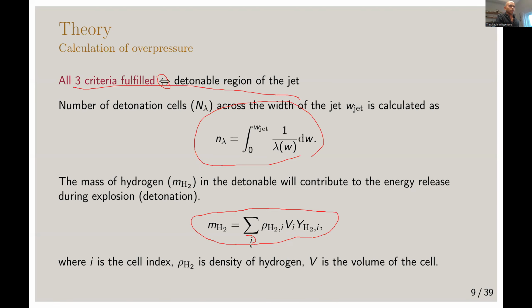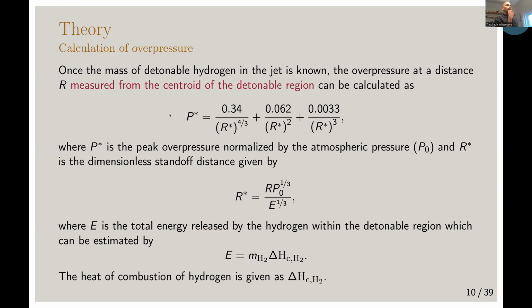Here i corresponds to the cell index, V is the volume of a cell, and rho is the density of hydrogen. Once we have isolated the flammable or detonable mass of the jet, we can get the energy released by that mass by multiplying it with the heat of combustion for hydrogen. Then we can calculate the overpressure effects using this formula, where P star is the pressure normalized by the atmospheric pressure.